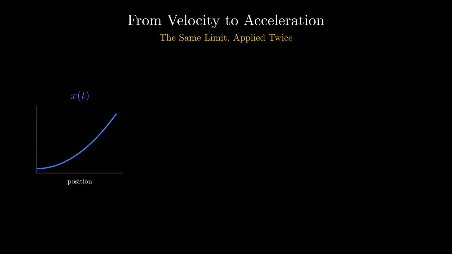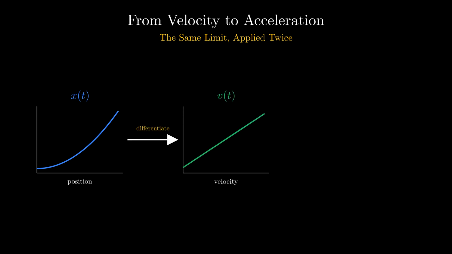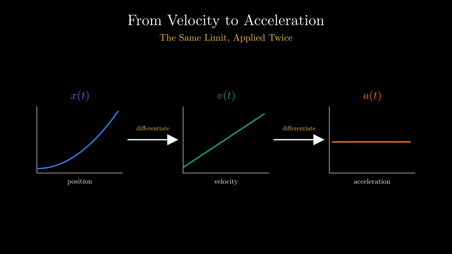We defined velocity as the derivative of position, the limit of delta x over delta t as delta t approaches 0. Velocity itself can change. A car speeds up, slows down, or reverses. The rate at which velocity changes is acceleration. It follows the exact same limiting procedure, applied one level higher.